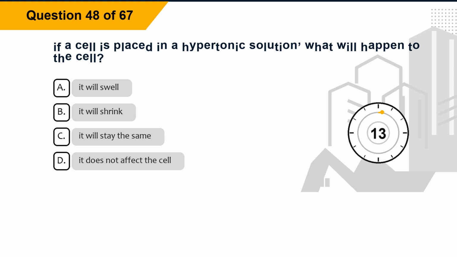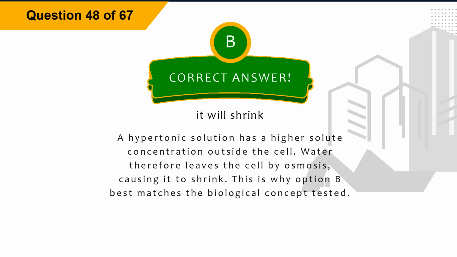Question 48. If a cell is placed in a hypertonic solution, what will happen to the cell? Option A, it will swell. Option B, it will shrink. Option C, it will stay the same. Option D, it does not affect the cell. The correct answer is option B, it will shrink. Explanation: A hypertonic solution has a higher solute concentration outside the cell. Water therefore leaves the cell by osmosis, causing it to shrink. This is why option B best matches the biological concept tested.